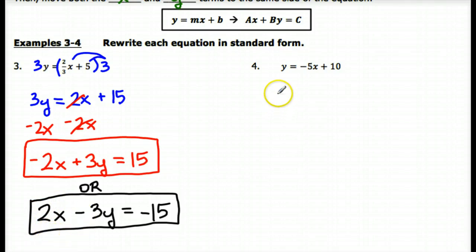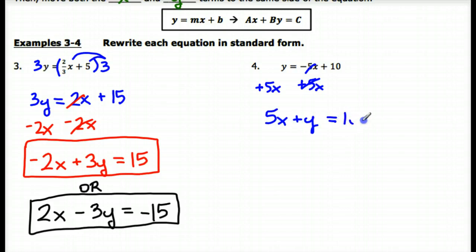Okay, for number 4, we have y equals negative 5x plus 10. For this equation, we don't have any fractions in it, so that first step is done for us. All we need to do is move the x term over to the left side to get it on the same side as y. We're going to do that by adding 5x. So we add 5x here, add 5x here. That gives us 5x plus y equals 10.